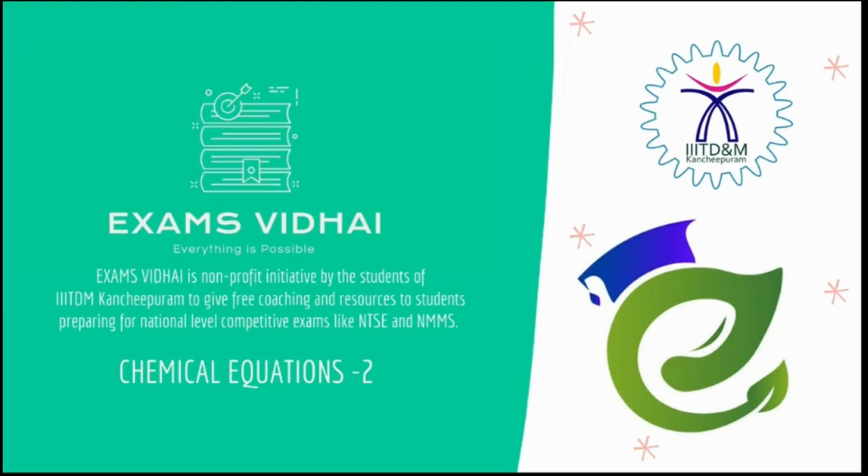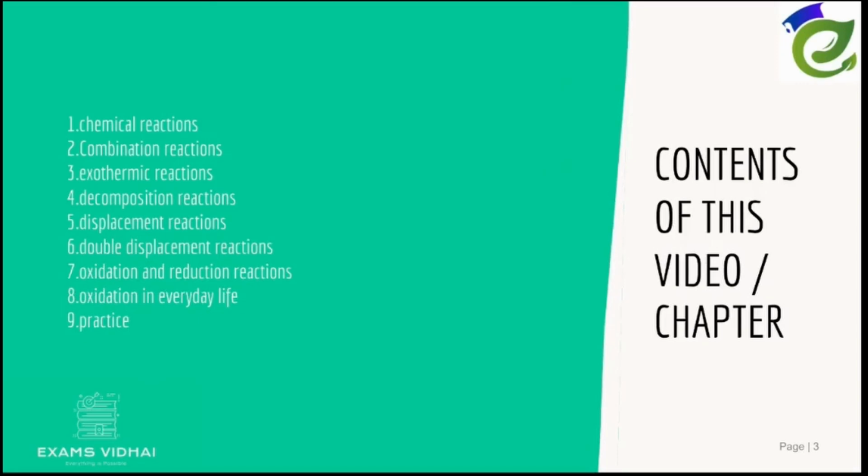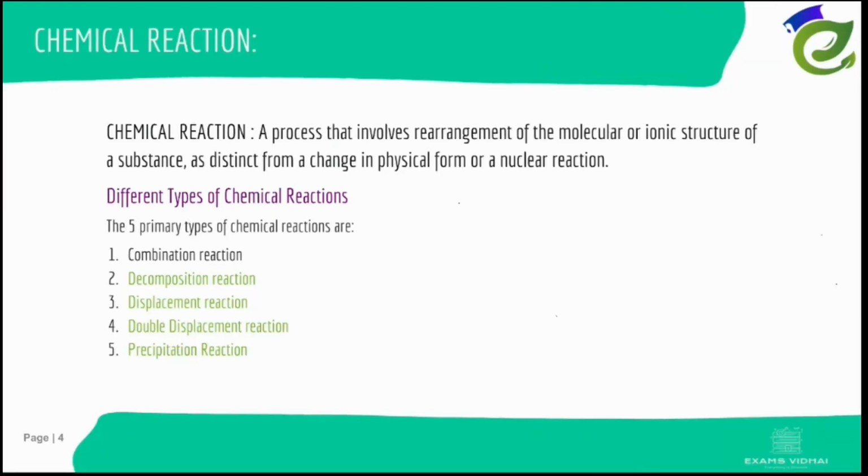In this video, let's discuss the chapter Chemical Equations, and this is the second part in this chapter. In the previous video, we discussed how to balance a chemical equation and practiced a few questions. In this video, let's discuss what a chemical reaction is and the types of chemical reactions, and we'll also practice a few questions. Chemical reaction: a process that involves rearrangement of the molecular or ionic structure of a substance, as distinct from a change in physical form or a nuclear reaction.